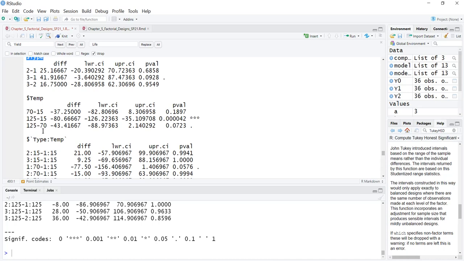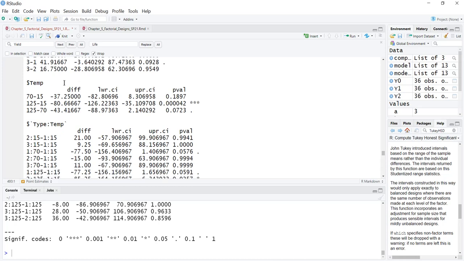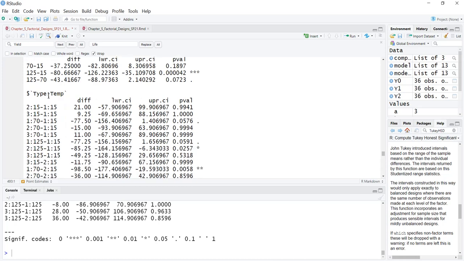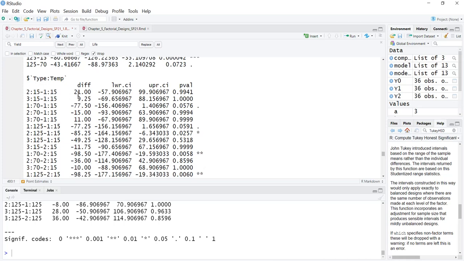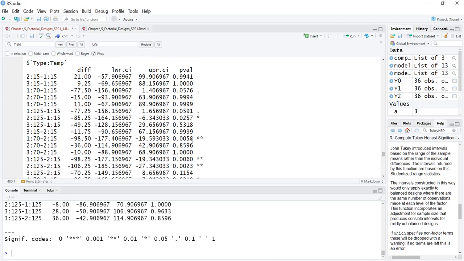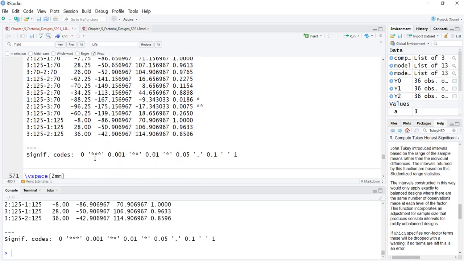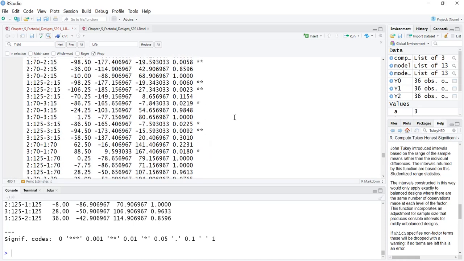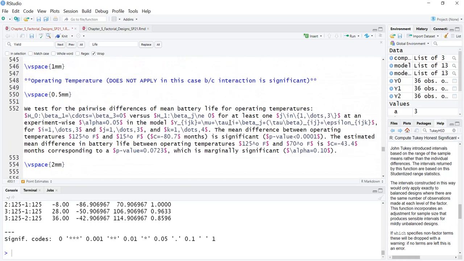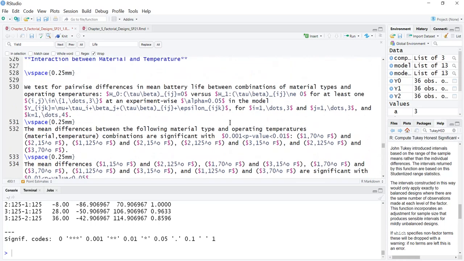But again, if interaction is important or is significant, not just important, it's significant, you ignore these first two and go right to this temp, type, and temp here. And you look for which ones are significant. This method gives you the dot, the asterisk, double asterisk, and it gives you the codes for what each means. And that's what I've done. I've separated those up by how significant they are.